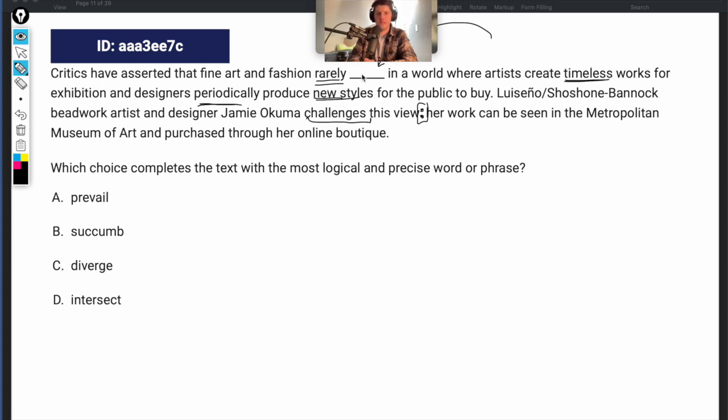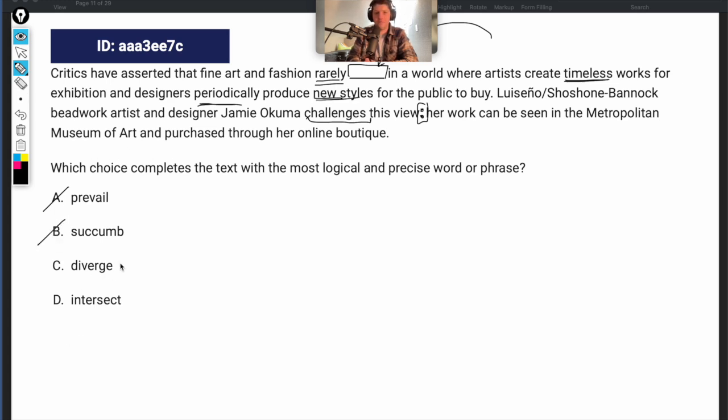So they rarely go together. They rarely go together in a world where artists do very different things than designers. Okay, prevail means to win. If you didn't know that word, that's okay, but it means to win. Succumb means to essentially give up or lose or give in. Rarely diverge. Now, this is a tempting answer.